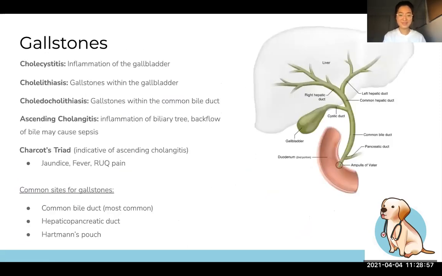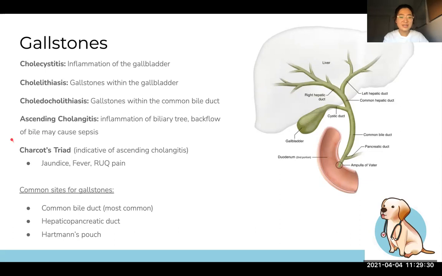Yes, gallstones. So first, before we get to gallstones, just terminology wise, cholecystitis refers to the inflammation of the gallbladder. Cholelithiasis refers to gallstones within the gallbladder. Choledocholithiasis is gallstones in the common bile duct over here. And ascending cholangitis means you have a blockage that's causing backflow of bile, which is dangerous because it can go on to cause sepsis, which is bacteria in the bloodstream, which can go to places it's not meant to go to.